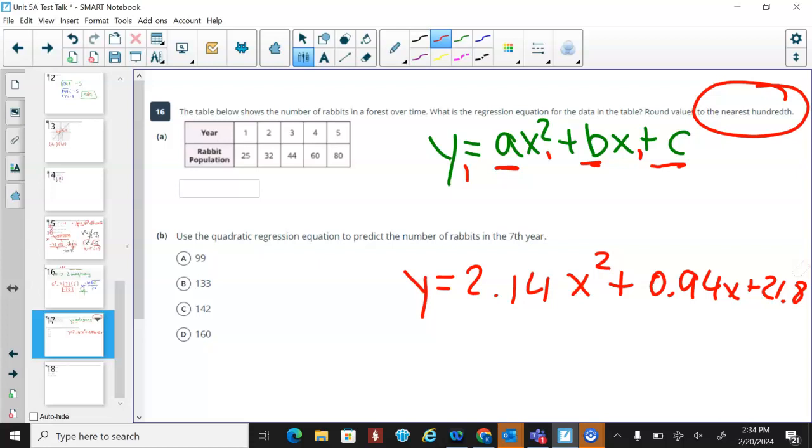Now, it says in part B, use the quadratic regression equation to predict the number of rabbits in the 7th year. So I would have put 7 into here. Oopsie, change the color. So I would have put 7 into here instead of the x. I'll use 7 and plug it in instead of the x, and then 7 as well here. And I will put it all into the calculator, and then I would get my answer. And again, when you put it in, the answer is B. That would be a predicted answer. It would be 133.24, and we round it up.